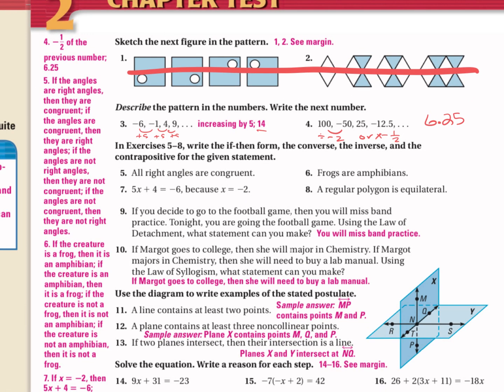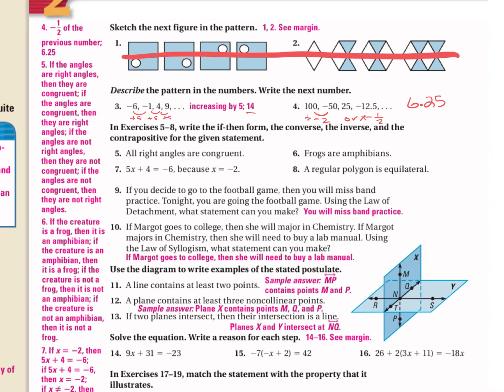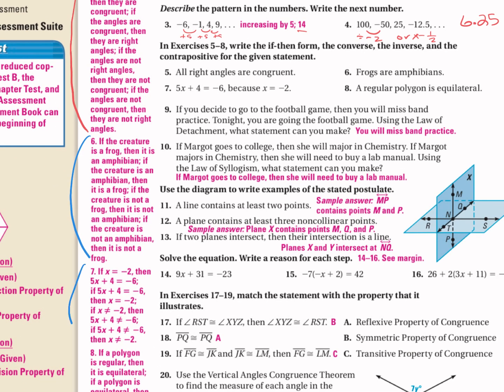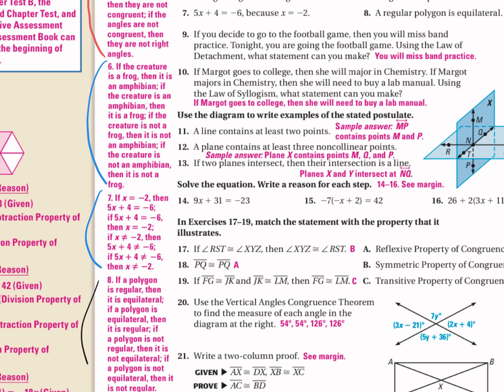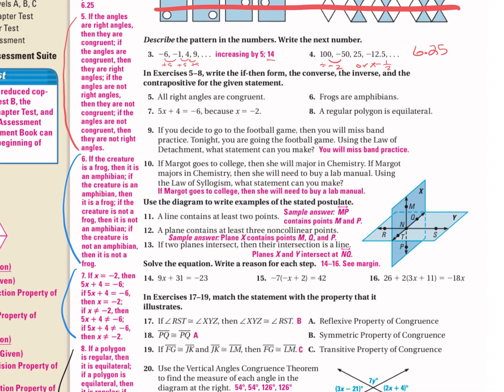Now for numbers 5, 6, 7, and 8, just refer to the document that is in the assignment, because here are all the sentences for number 5. Here are all the sentences for number 6, number 7, and then lastly, number 8 down here. So you can just read through the sentences. Make sure that you understand how to write an if-then, a converse, an inverse, and a contrapositive. Understand those definitions of those words in order to write it.